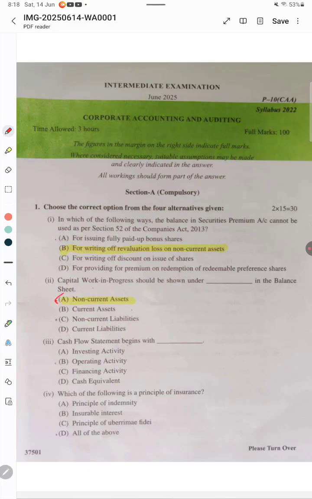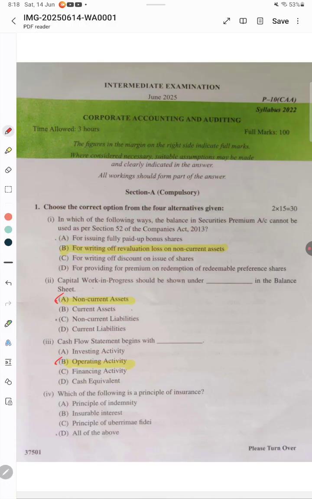And then the cash flow statement begins with, actually there are three activities: operating activities, investing activities and financing activities. It has to start from operating activities. So it begins with operating activities, which is the correct answer. B is the correct answer. Please make note of it.